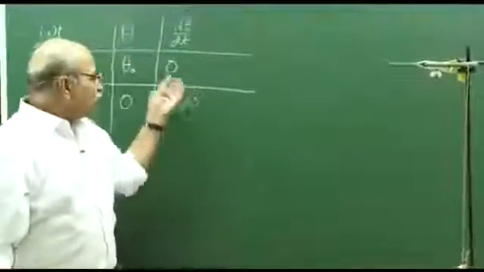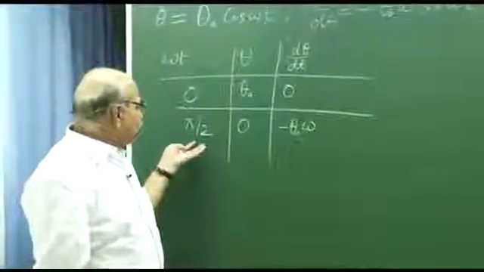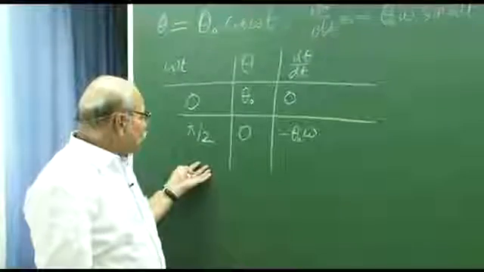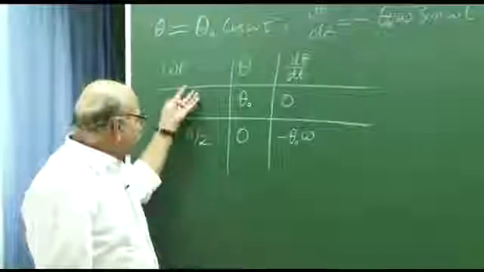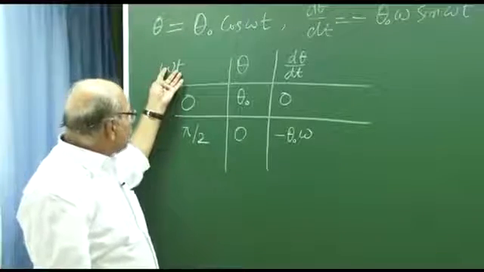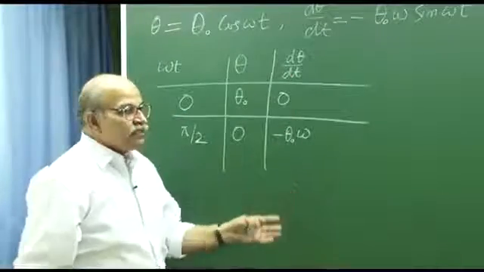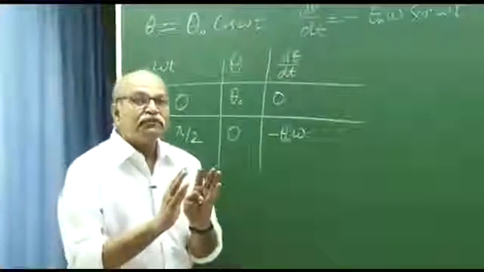So similarly, all values you can work out, whatever value you can give, you want to give pi, 3 pi by 2, 2 pi, pi by 3, 5 pi by 6, whatever value of omega t you give, you will get the position and you will get the angular velocity. So the phase is defined from there.